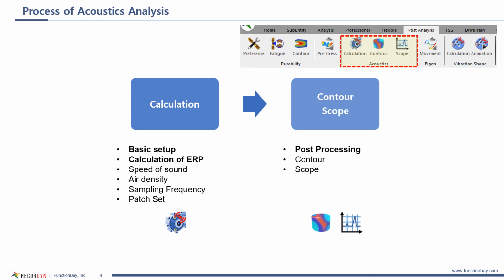Typical process of acoustics analysis consists of 2 steps. First step is calculation. This step is for basic setup, which specifies the target patch set to calculate ERP. After inputting the speed of sound, air density, and sampling frequency, calculate ERP. The calculated ERP can be viewed through contour plot or scope.